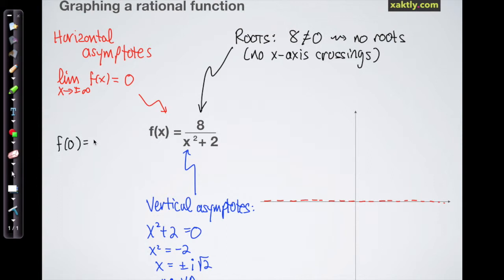Now the y-intercept, which is just f of 0. It's usually very easy to evaluate. In this case, f of 0 is just 4, and we'll plot that on the graph.